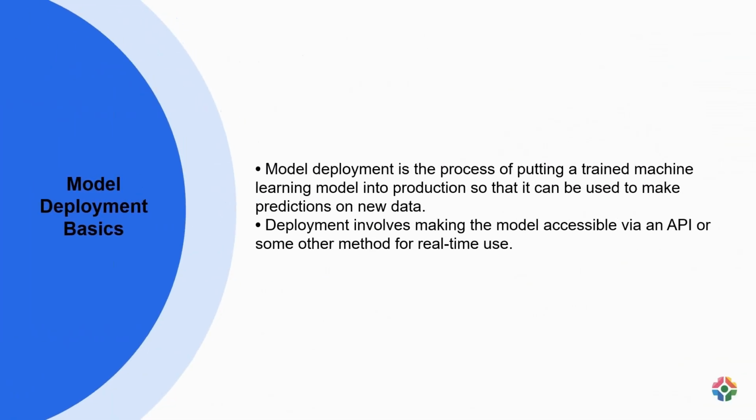Model deployment is the stage in machine learning where a trained model is integrated into a production environment to generate predictions on new data. It entails creating an interface, like an API, to allow users to interact with the model and receive real-time predictions. For example, a model deployed for a stock trading platform would continuously evaluate market data and suggest investment decisions based on its predictions.